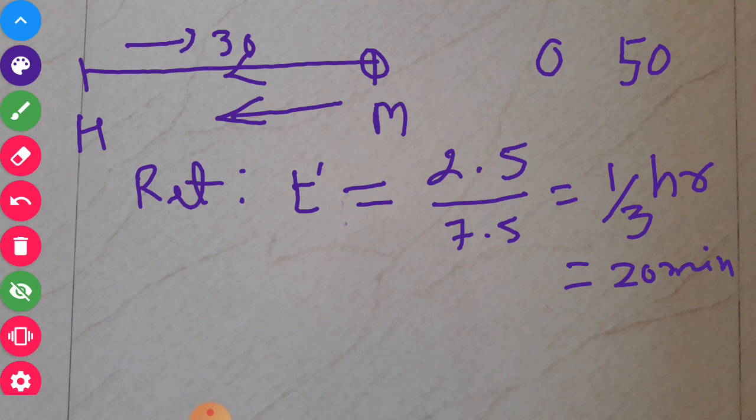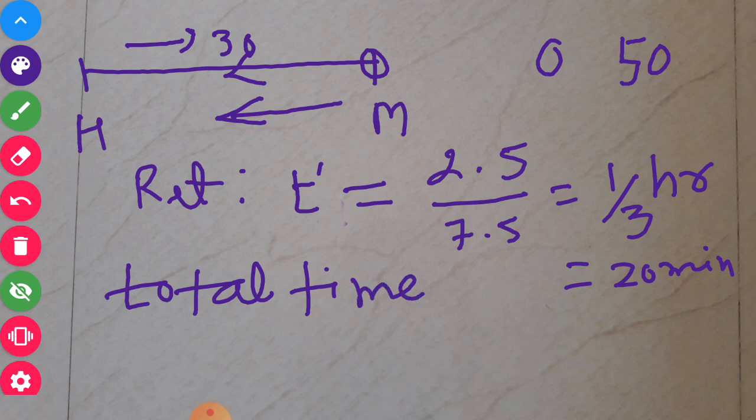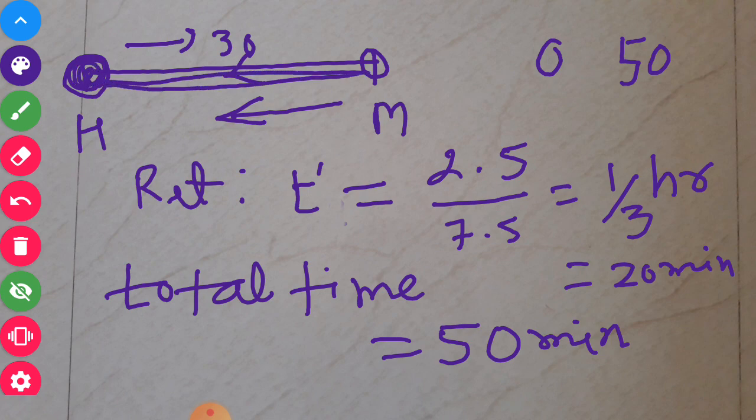Now total time to reach home will be: going is 30 minutes, coming back 20 minutes. So total time will be equal to 50 minutes. So in 50 minutes, try to understand, he is again at home. He goes this way and comes back. So his displacement is equal to 0.